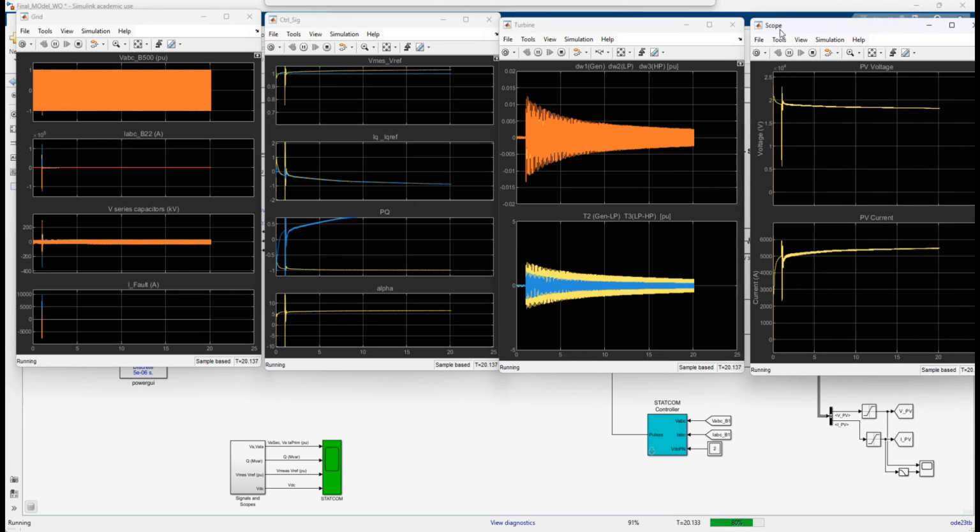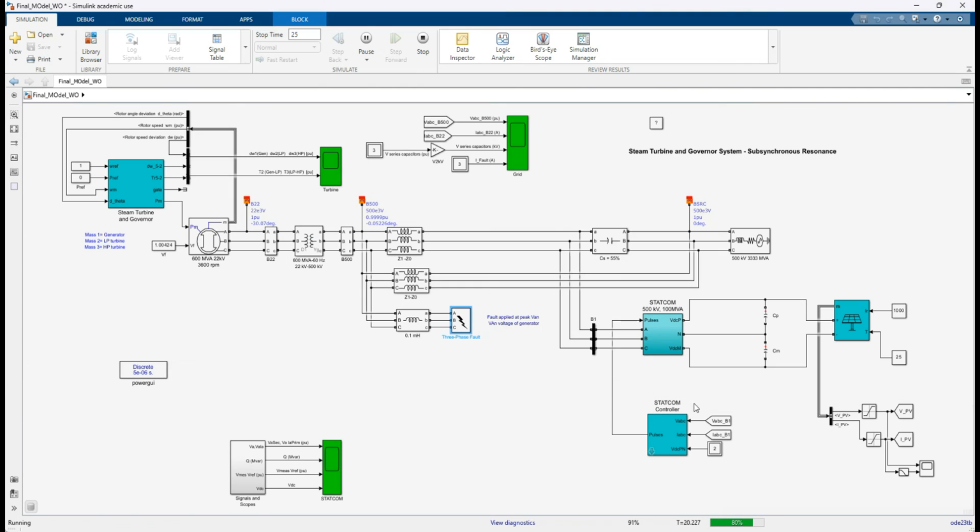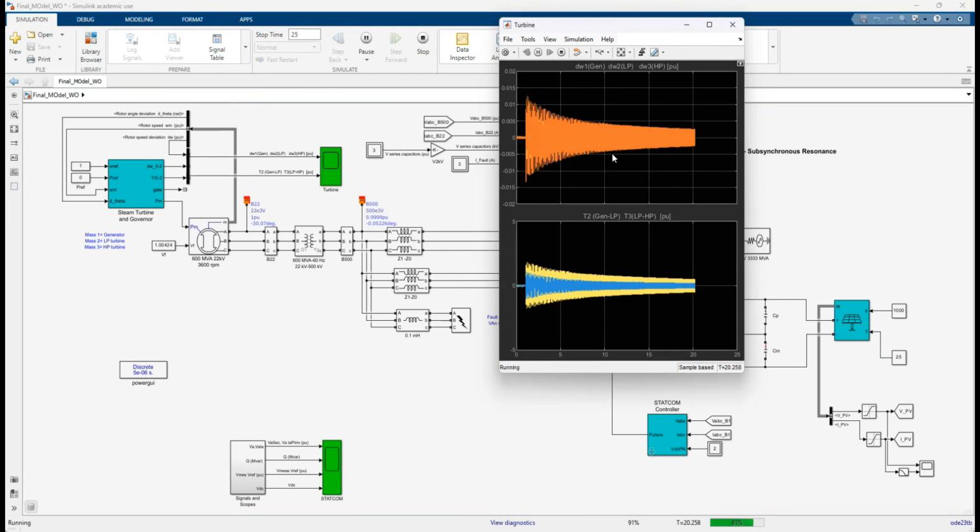So here you see that the speed deviation and transmitted torque oscillation is reduced after installing this PV STATCOM. So what happened is that the subsynchronous resonance is reduced in the system. Okay, so for that purpose only we are installing that PV STATCOM. That will take care of the subsynchronous resonance due to that series capacitor.